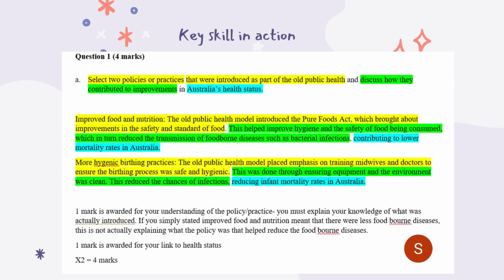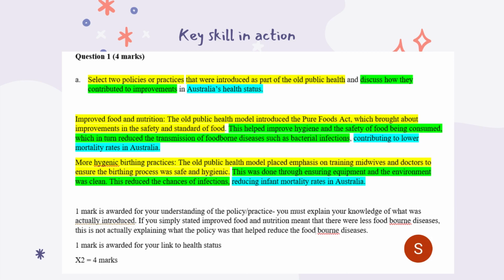So I've chosen more hygienic birthing practices. The old public health model placed emphasis on training midwives and doctors to ensure the birthing process was both safe and hygienic. I now need to say how it contributed to improvements. This was done through ensuring equipment in the environment was clean.